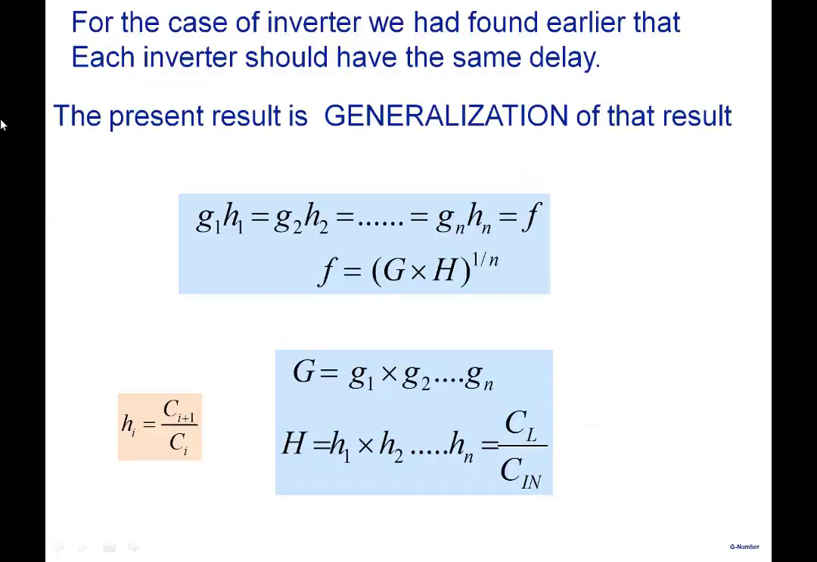Okay, and G1 into H1 and all that, so you can multiply all of these terms together, and you can write F is equal to G into H to the power 1 over N. And so G is equal to G1 into G2 and so on. These are all constants for a gate. H is equal to H1 into H2 into this one, comes out to be CL by Cin, which we know, load capacitor we know, and input capacitance also we know. And therefore we know the value of F here.